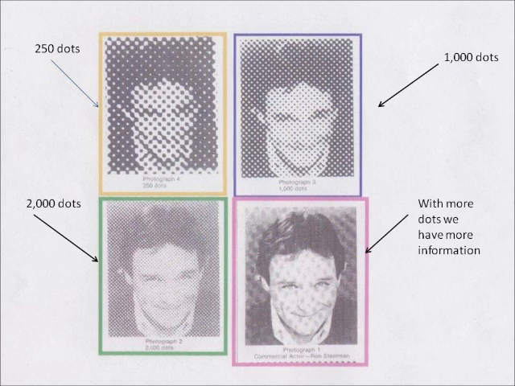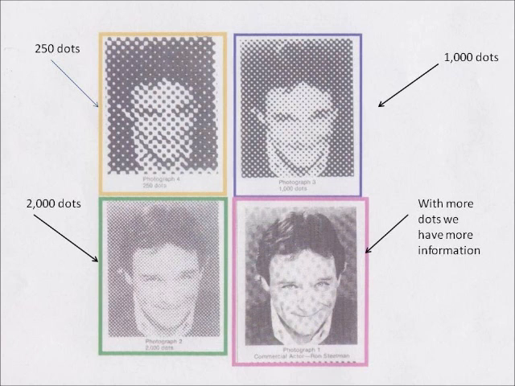These photos illustrate why you need samples of sufficient size. With a sample of 250 dots, it's hard to see what is pictured in the photo. The picture is clearer with a sample of 1,000 dots. With a sample of 2,000 dots, it's even clearer. So we see that larger sample sizes provide more definitive information about the population.